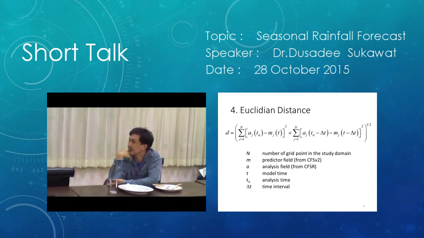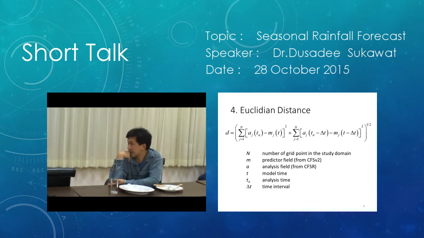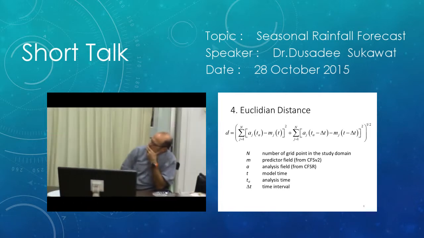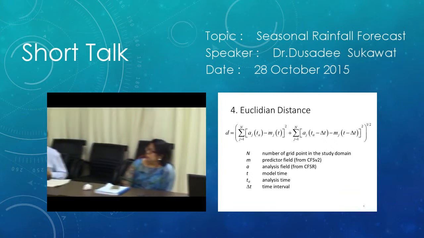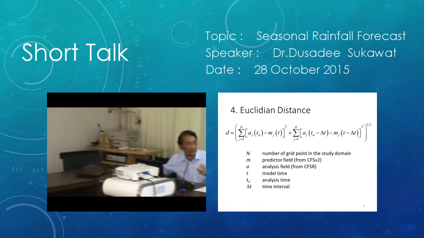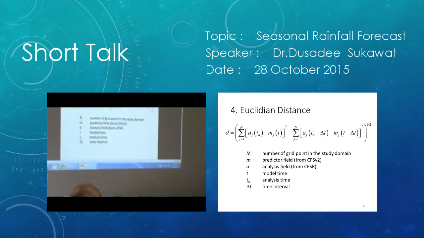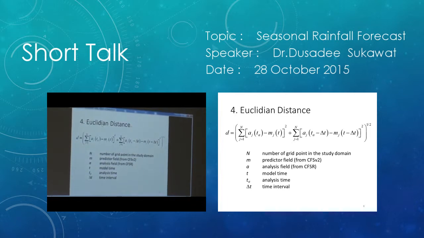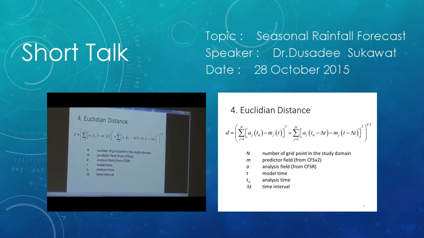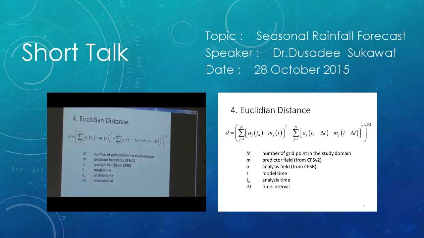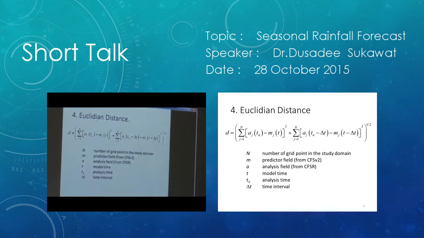Another improvement can be changing how to find the minimum distance. This is just a simple technique. There are a lot of complicated techniques that should provide a better forecast. But this project is to prove the idea that the analog downscaling is practical.